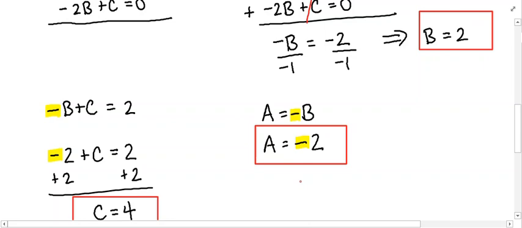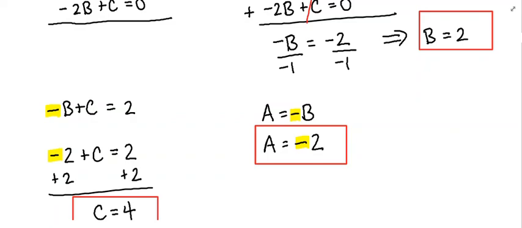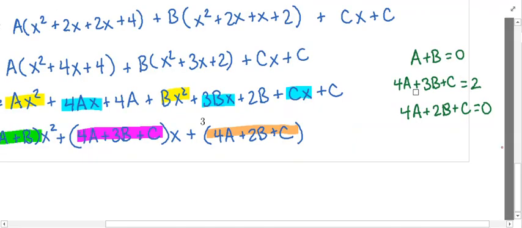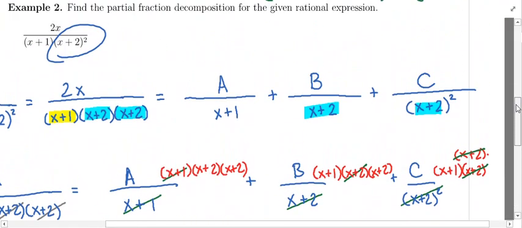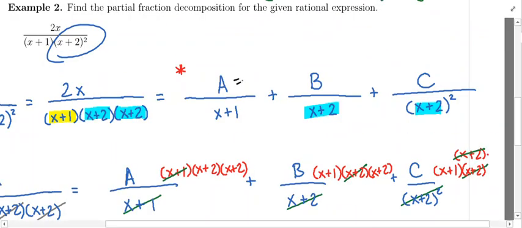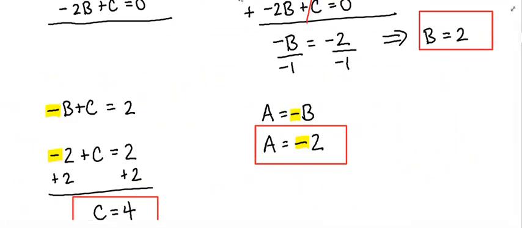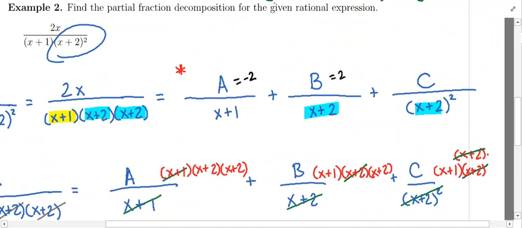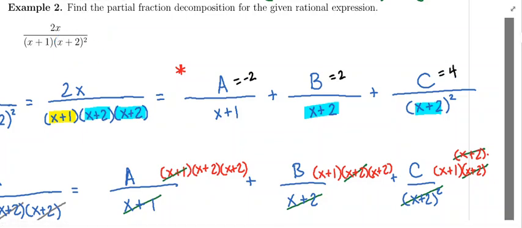We can go back to the previous page, and we can write down the partial fraction decomposition. If I go back to my work, when I set up the partial fraction decomposition, we just learned that a has to be negative 2. We also learned that b has to be positive 2. And we know that c has to be 4. So we can go ahead and write the final answer.